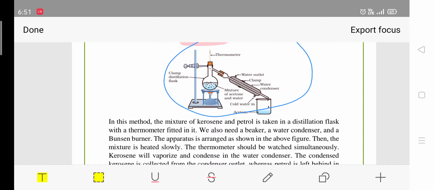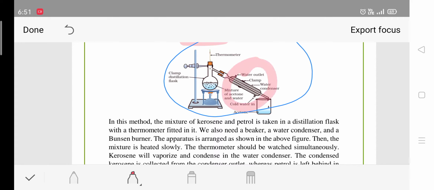Then the mixture is heated slowly. The thermometer should be watched simultaneously. Kerosene will vaporize and condense in the water condenser. When you heat, kerosene will be vaporized first and it gets condensed in the water condenser. Here is your water condenser, and here kerosene will get condensed.